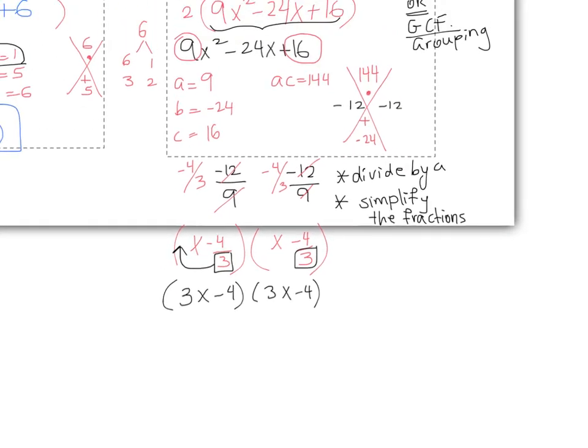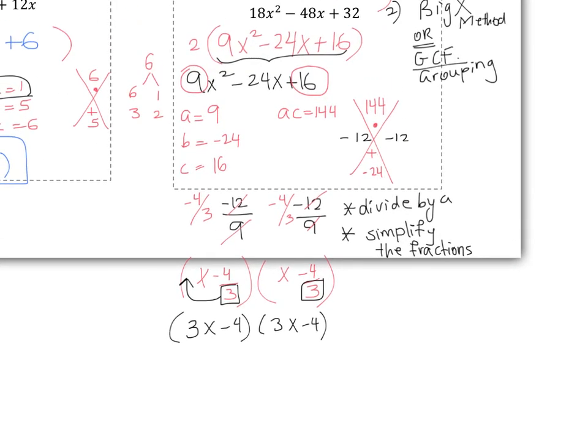Now don't forget that you factored 2 out right from the beginning, so don't forget to copy it down. So this is going to be my final answer. This is how you do it using the big X method. After you find the 2 numbers, you divide them by A, simplify the fractions, put X in front of each one of them, then move the bottom of the fraction up next to the X. Okay, so this is the big X method.